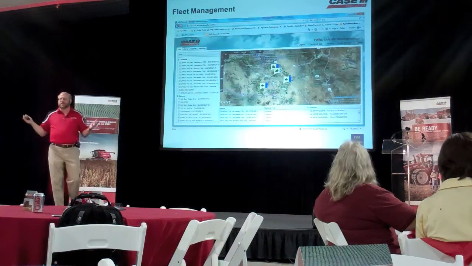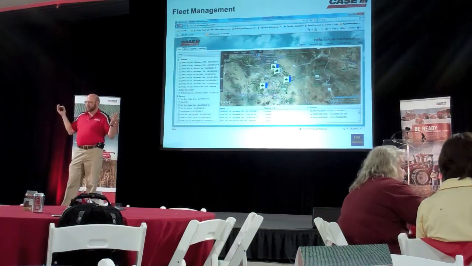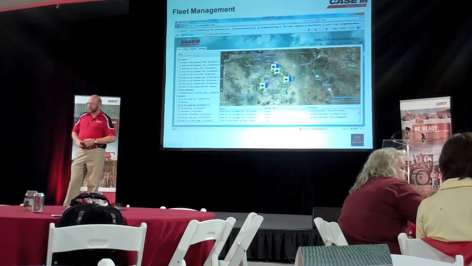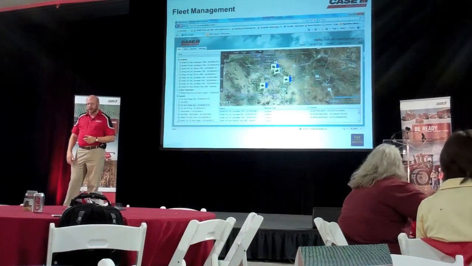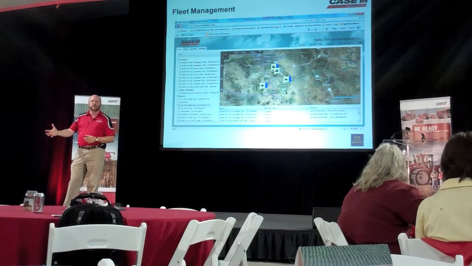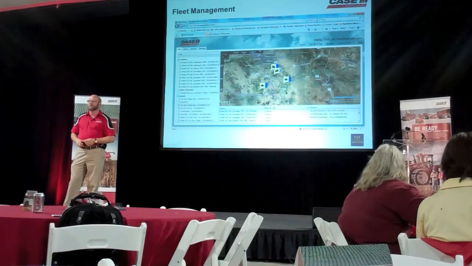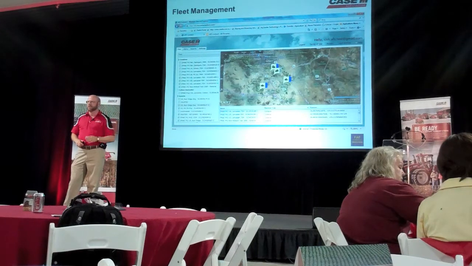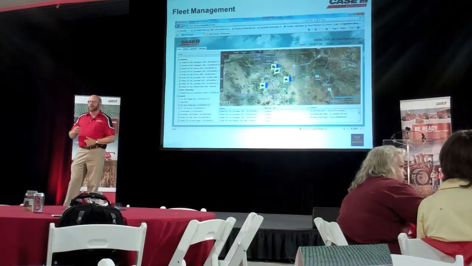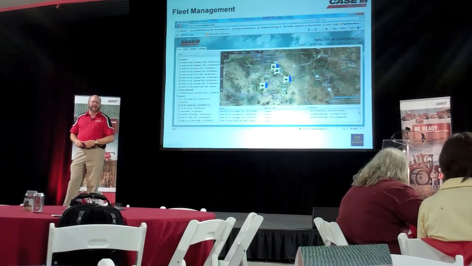Kind of the base level of fleet management. Where's the machine? And this is a screenshot from our telematics system that just tells you, you can see the ground, you can see the farms, and you can see where the machines are located. We're going to talk a little bit more specifically and give you some really hands-on. It's really just geo-reporting where that machine is sitting.